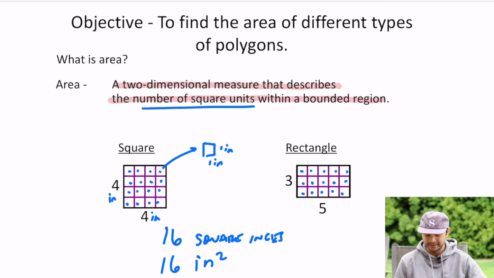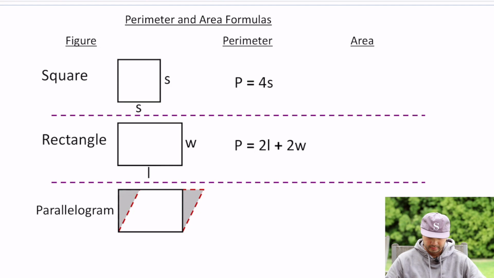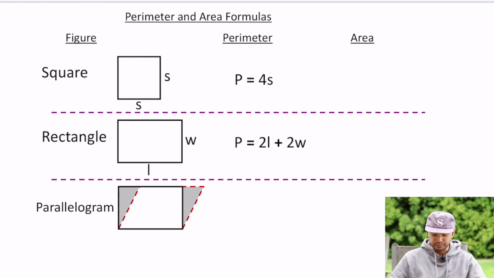There are 15 of these, and it's still inch by inch. So there are 15 little squares that are 1 inch by 1 inch. So that's why we call it square inches, not just inches. Inches is the length. Okay, so now let's kind of review perimeter and area for the squares.